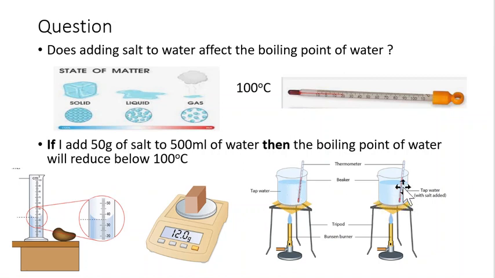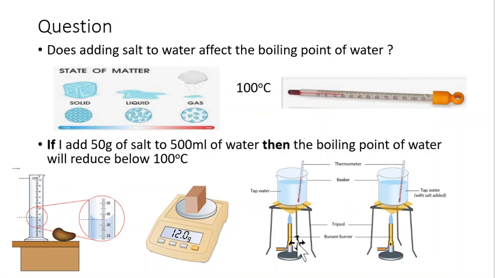Your investigation then is going to be the water with the 50 grams of salt added to it. So you're going to measure the same amount of water, measure 50 grams of salt, put it into this beaker, and again heat it up and measure what temperature the water starts to boil at. And then you can compare these two to each other.